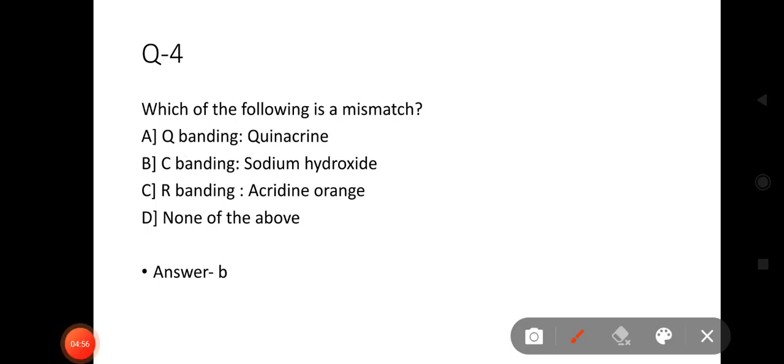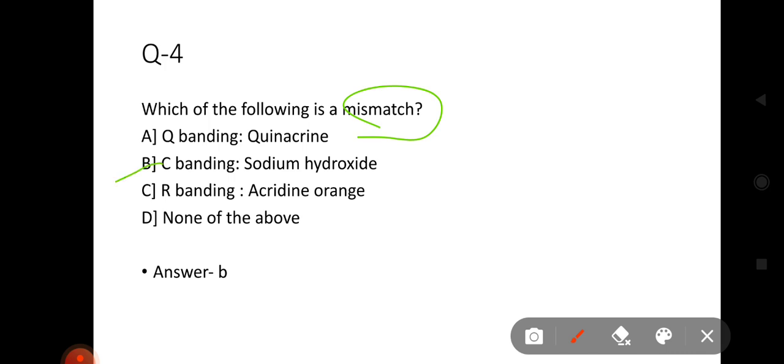Now which of the following is a mismatch? This question is about the chromosomal banding technique: Q banding, quinacrine; C banding, sodium hydroxide; and R banding, acridine orange; or none of the above. So the answer is B, that is C banding, sodium hydroxide.